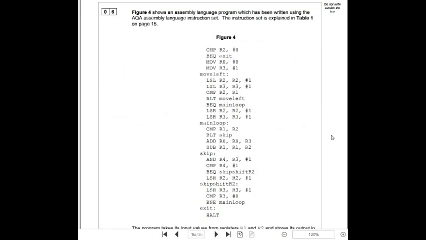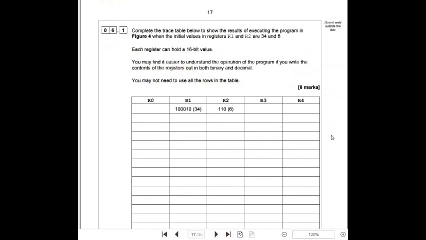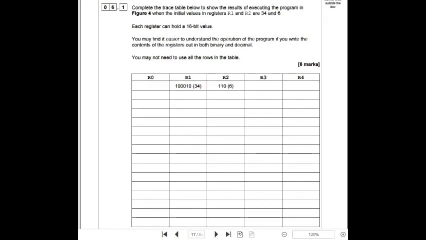Let's look at figure 4. So we've got an assembly language program written using the AQA assembly language instruction set, as we've explained in table 1 on the previous page. The program takes the inputs from the registers R1 and R2 and stores its output in registers R0, R1. So what we've got to do is complete the table to show the results of executing the program in figure 4, where the initial values in the registers R1 and R2 are 34 and 6. So R1 and R2 are done for us.